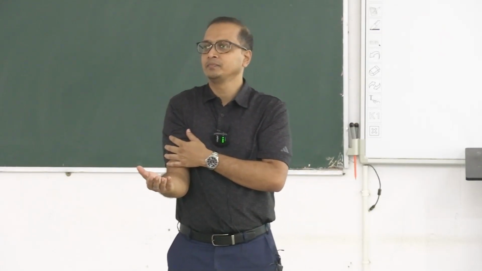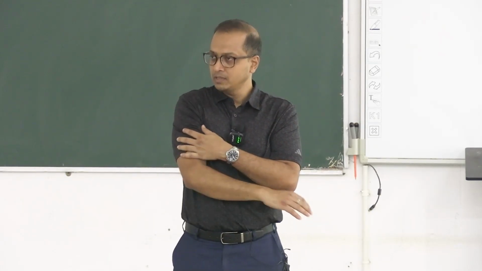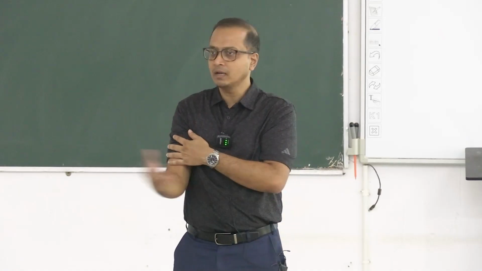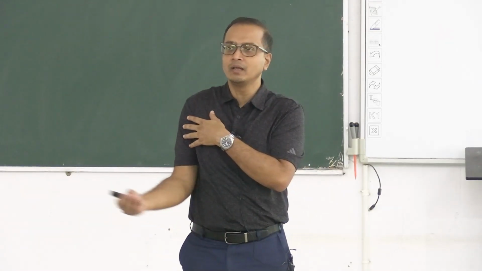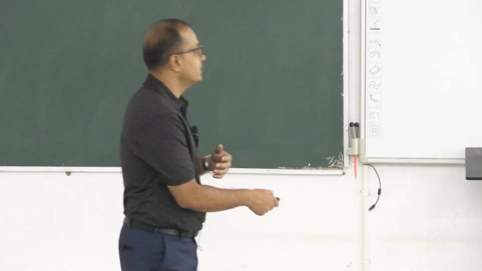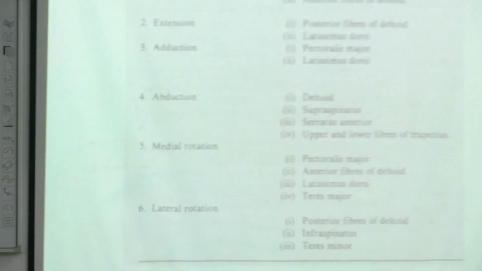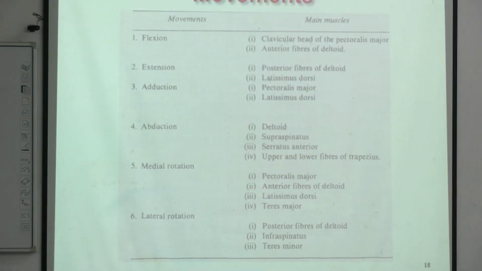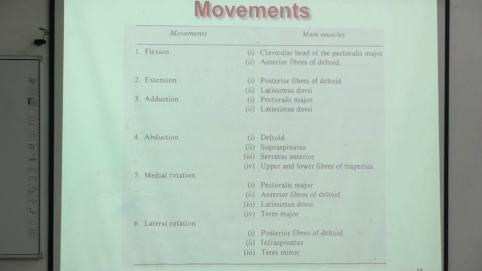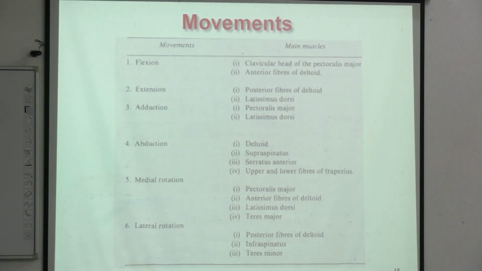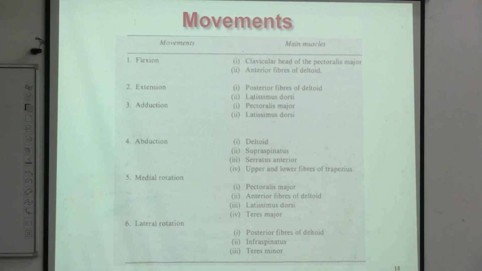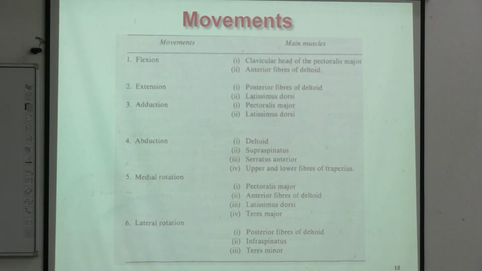Now, coming to rotation: lateral rotation and medial rotation. These two rotations are done by two groups of muscles. Medially, if you are rotating, the common muscle here is the deltoid. The deltoid does medial rotation and lateral rotation at the same time, with two different fibers working. So the deltoid is constant for flexion, extension, medial rotation and lateral rotation.